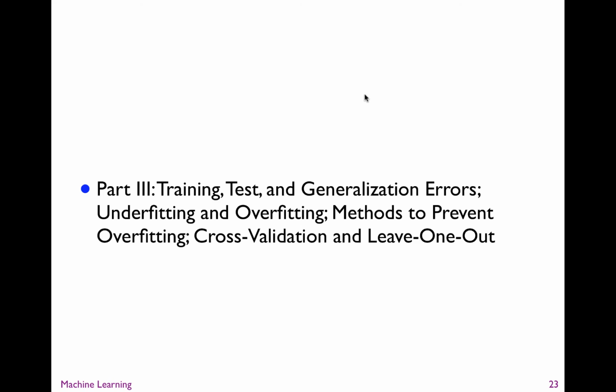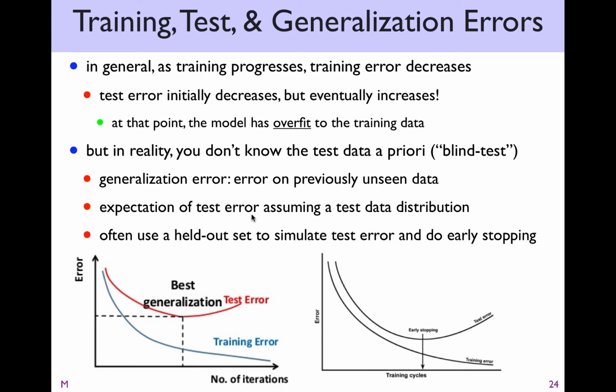Part 3, Underfitting and Overfitting. So it is well known that as training progresses, that is with more iterations of the training data, your training error will almost monotonically decrease. But that's not the case for your test error. The test error will initially decrease, but after a while, it will eventually increase, which is kind of surprising, right?